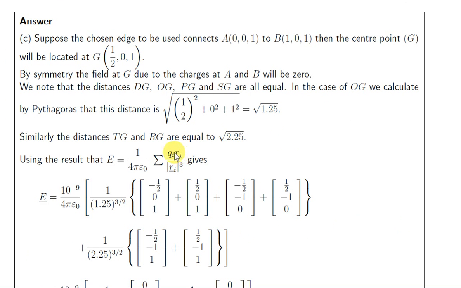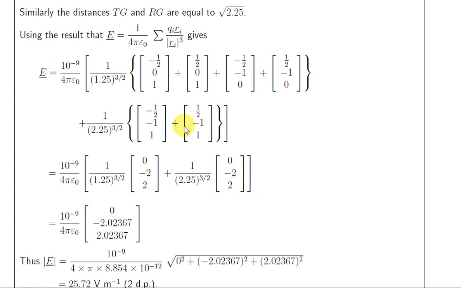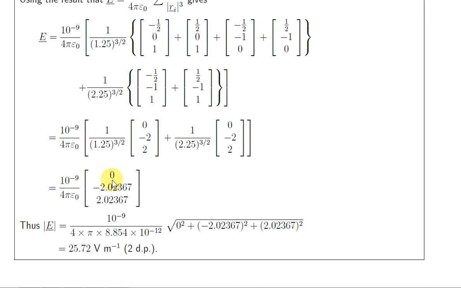So R sub I refers to the 6 vectors. 4 of them have the same magnitude of root 1.25, and the 2 that we just looked at, the 2 purple ones, have magnitudes of root 2.25. So for these two, we divide by the cube of their magnitudes, which is root 2.25 cubed. Now the charge is the same for these two vectors, so that comes out of the whole lot, 10 to the minus 9. And of course the 4 pi epsilon 0 is the same for everything. So we just sum up the corresponding components and we get our vector.